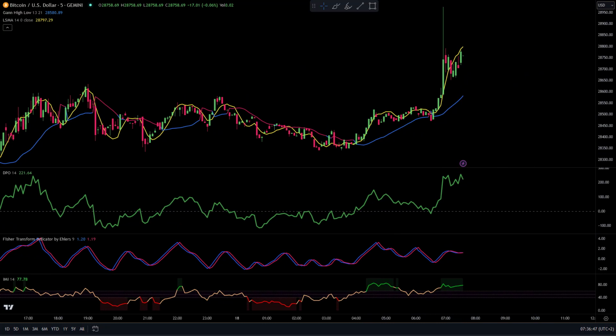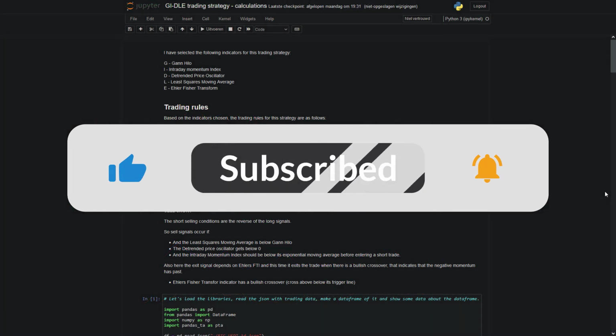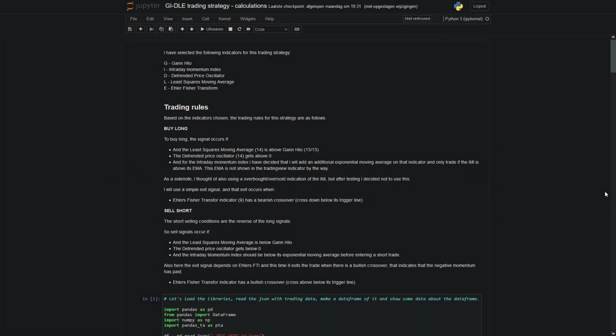So after determining the initial strategy, I created the Python code for this algorithm first in a Jupyter notebook. And since the intraday momentum index and least squares moving average are not part of any default TA library, I have additionally created these too. So let me walk you through the Jupyter notebook and show you what I've done.